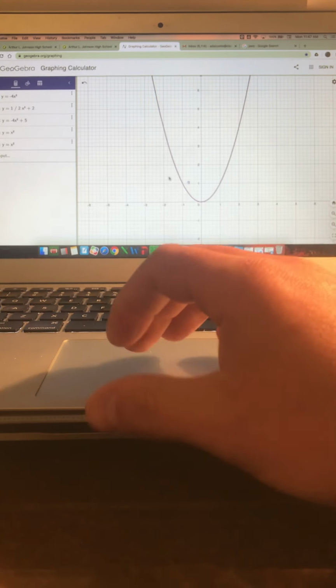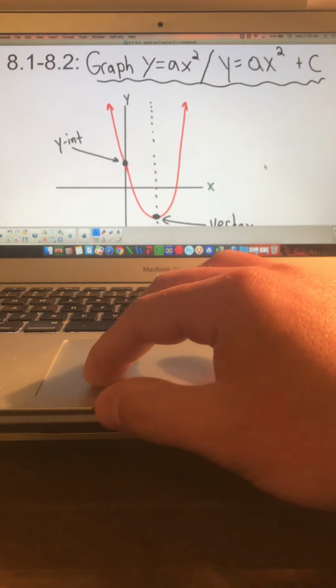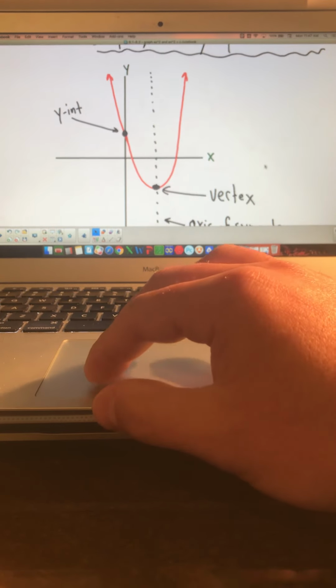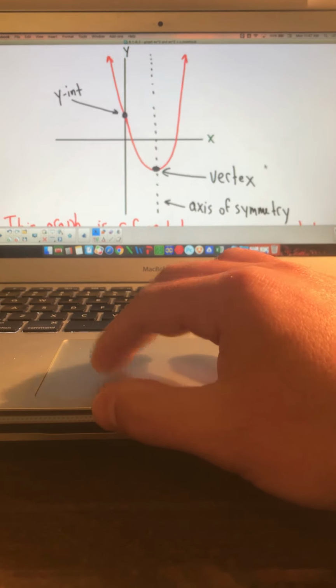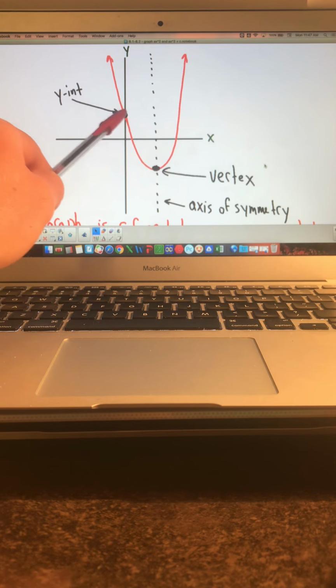Now here we go. We've got a lot of stuff we've got to talk about, so I hope you're honed in and ready to roll. On that graph, obviously, we still have a y-intercept. We could have a y-intercept, and with these graphs we always will end up still having one.